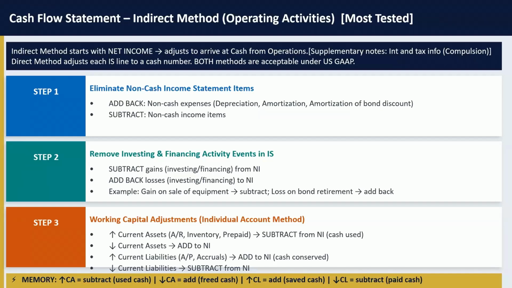Then step 3, it is about the working capital adjustments. These are important. So in the indirect method, this is exactly how we prepare our cash flows from operations.